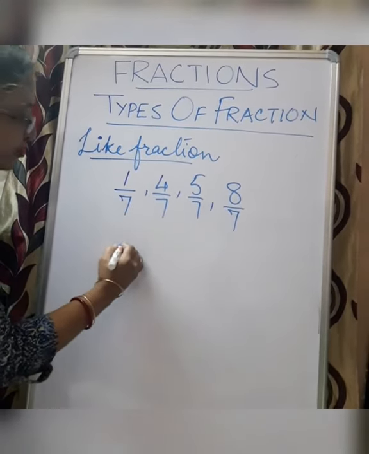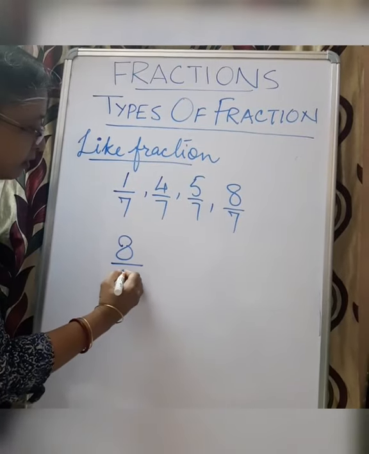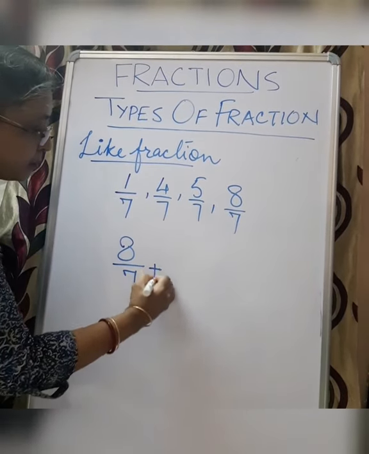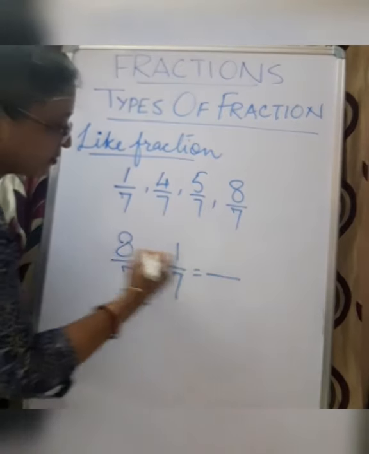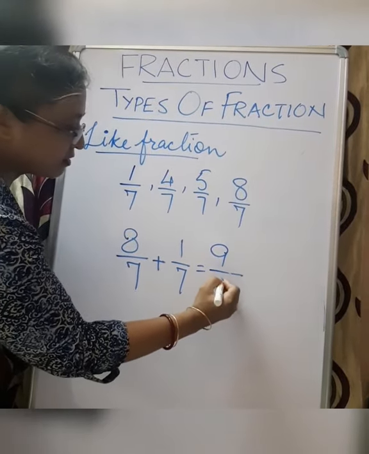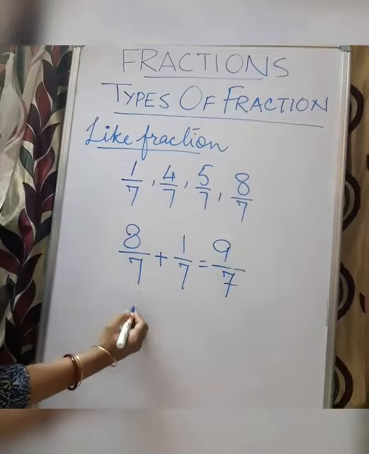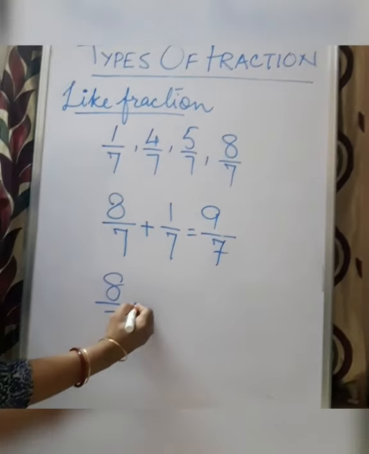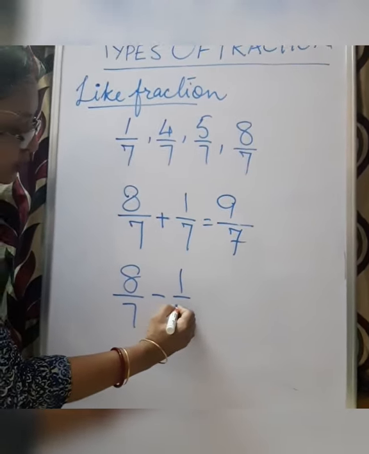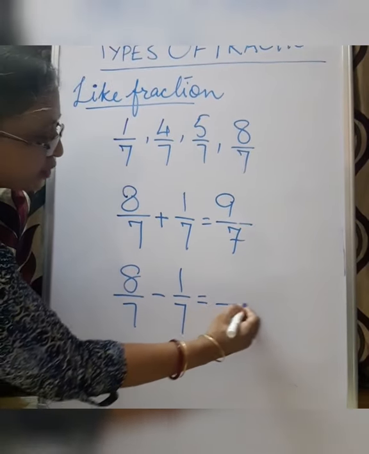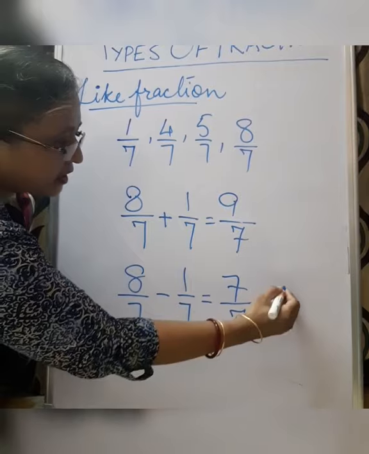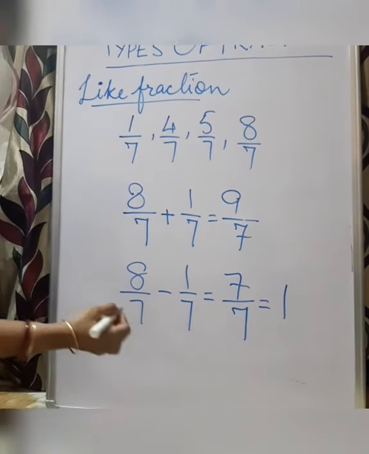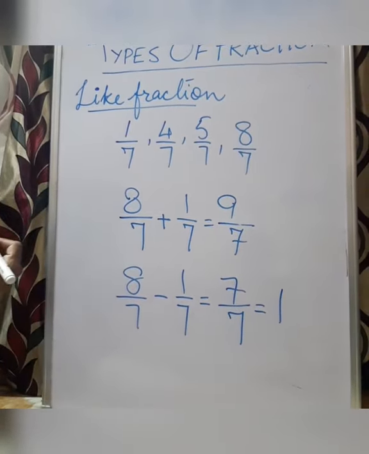For example, if we have to add 8 by 7 plus 1 by 7, we can simply add the numerators, that is 9 by 7. Or if we have to subtract, we subtract only the numerators and the denominator remains the same, which is 7 by 7, and again if we cancel it with 7, it is 1.